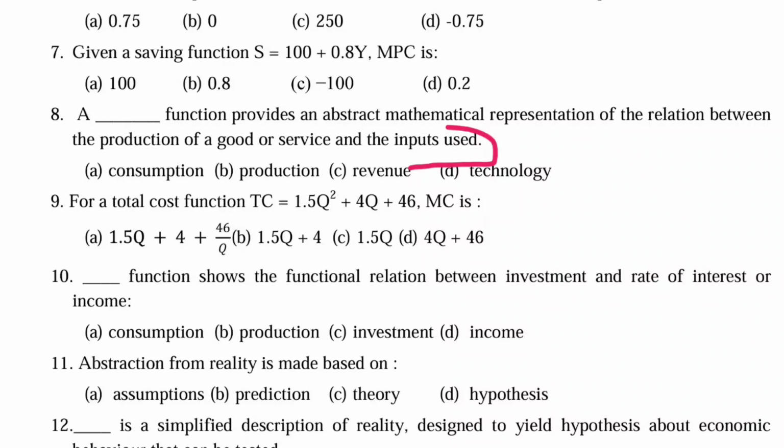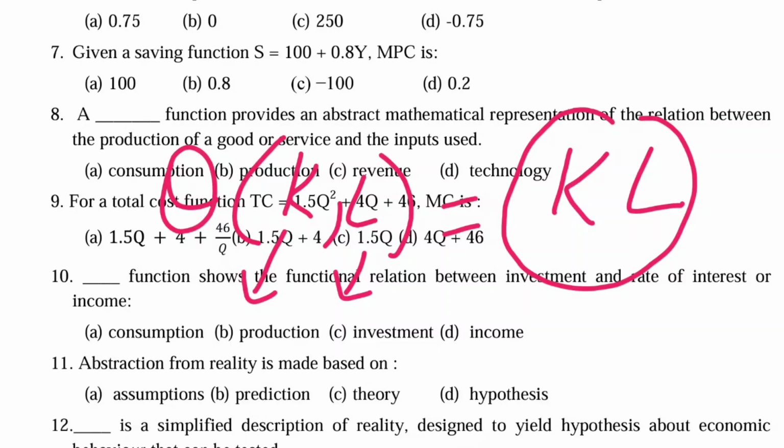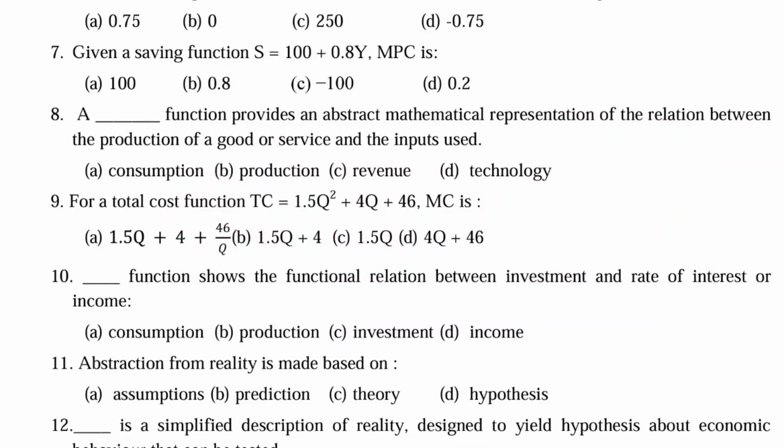Now next question is, a dash function provides an abstract mathematical representation of the relationship between the production of a good or a service and the inputs used. Options are consumption, production, revenue, and technology. Obviously it will be the production function which shows us the mathematical relationship between inputs and the outputs. That is, output, let us say, is a function of capital and labor. It can look like this, f of k and l. So it shows us the relationship between units of capital and labor employed in the production process. That is, output is a function of inputs.